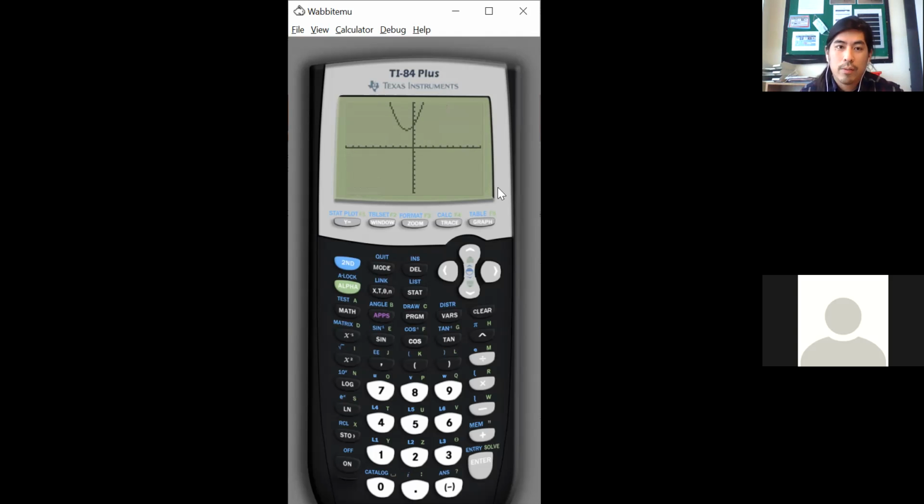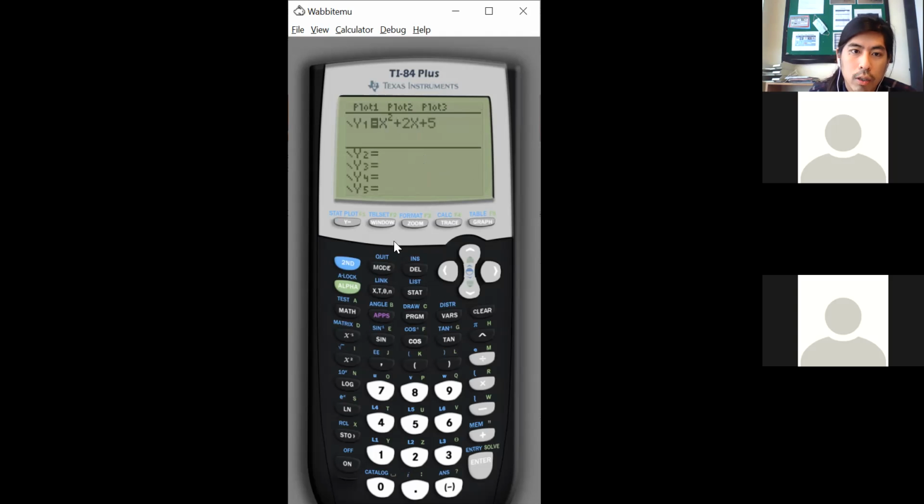But we need to find out some features on this graph. How do we do that? Well, let's change our window. It's a bit too zoomed out, so I don't need all this negative stuff. So I'm going to change my y min value, and maybe let's change our y max value a bit, so we're going to shift up.